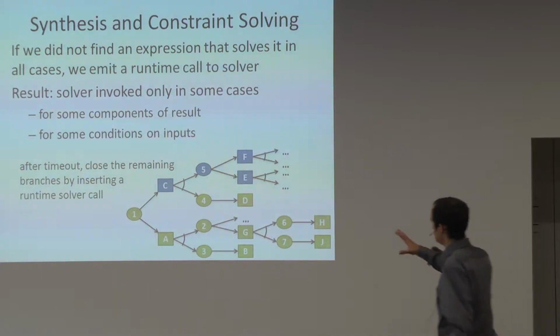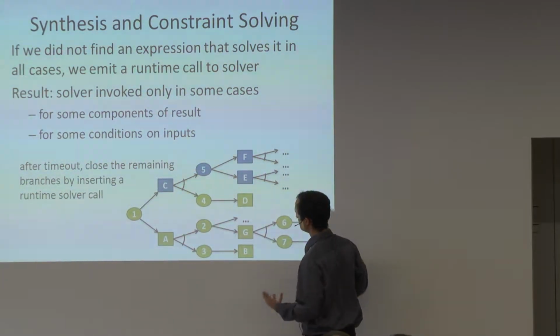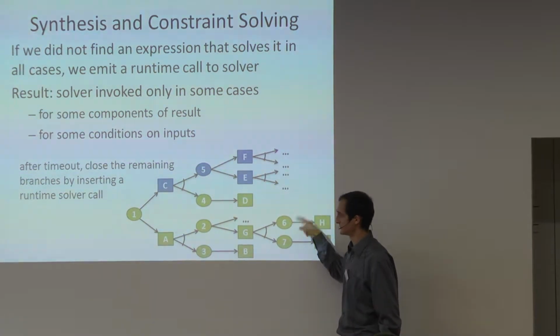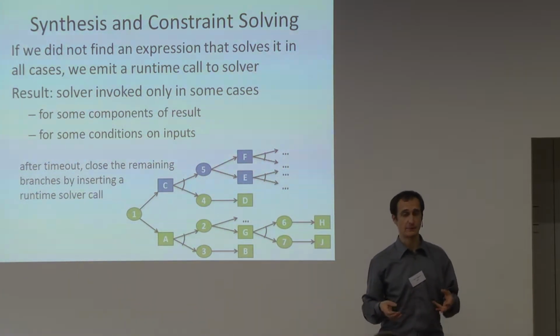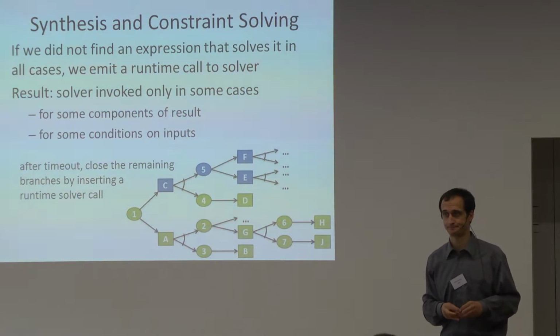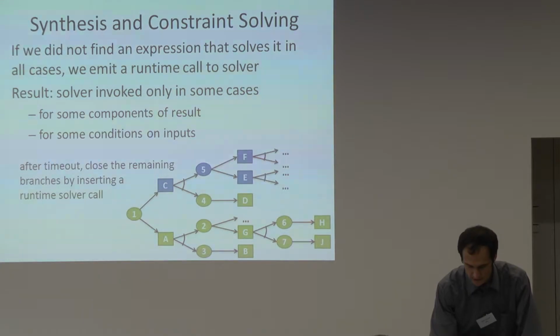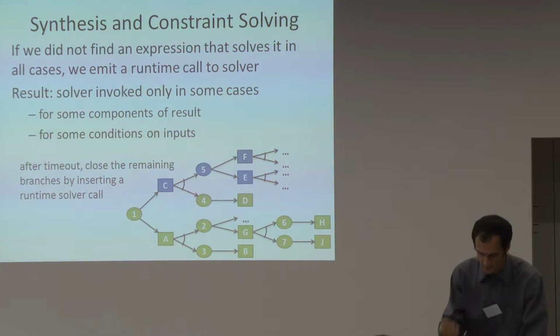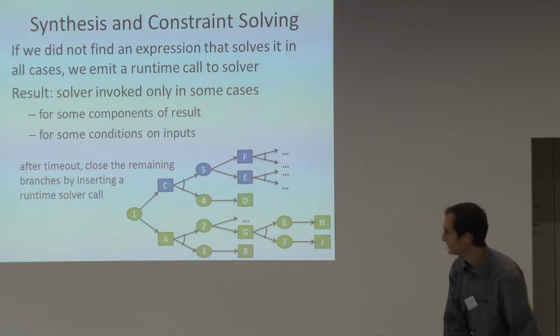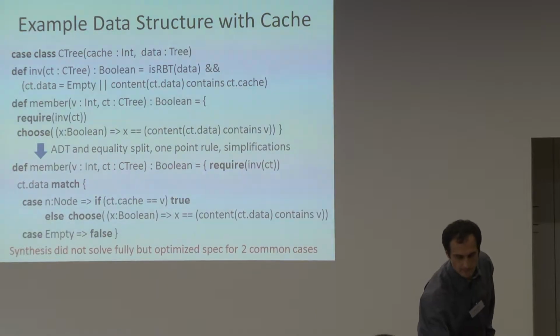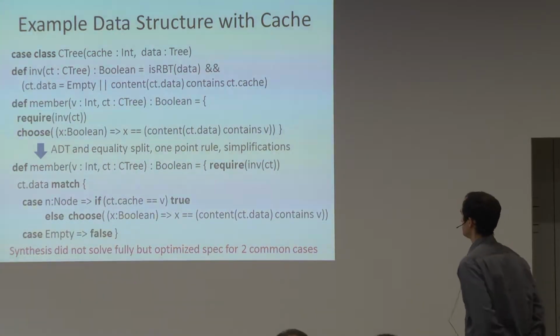So the idea is that this search tree you can, in some sense, close any time by inserting calls to the constraint solver for all the synthesis subproblems that you did not solve yet. And these will be hopefully simpler problems, so you will be able to have better performance on the smaller subproblems, whereas certain branches will be synthesized, and then you will be able to actually execute them more efficiently.